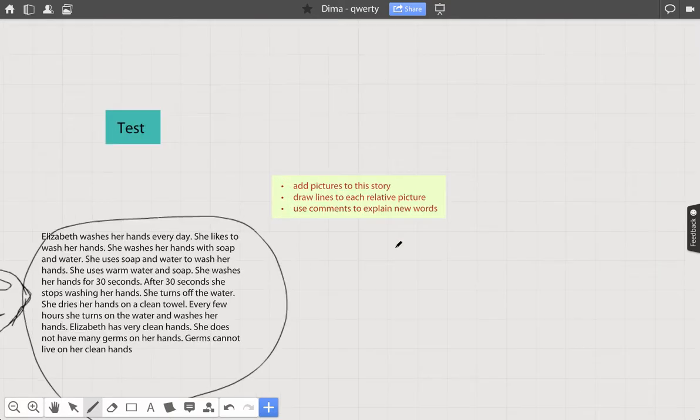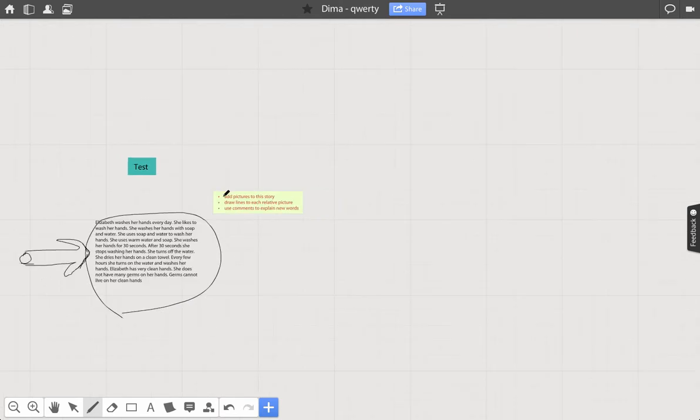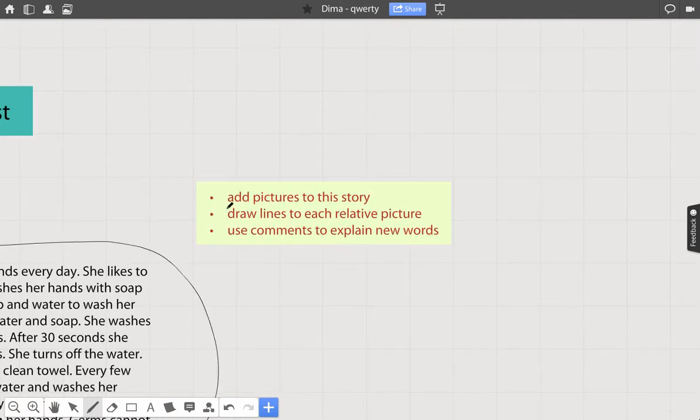As you can see here, it's another story, but with no pictures around. So he will have to find pictures, put them on the board, and then read and at the same time draw lines. So read and draw lines. Add pictures to this story, then draw lines to each relevant picture. Use comments to explain your words. So it's one way around.